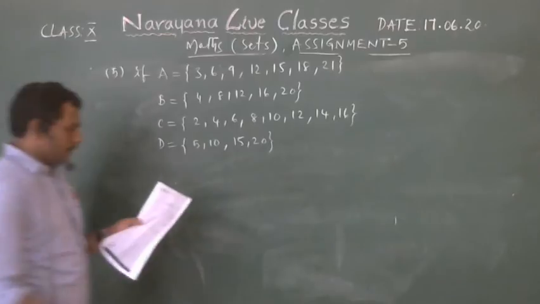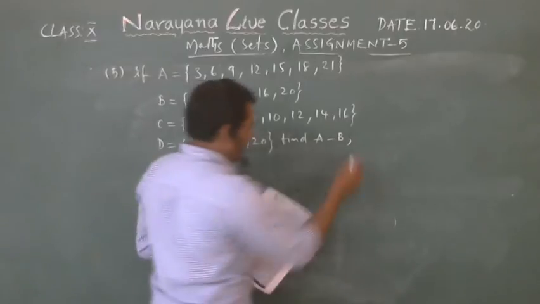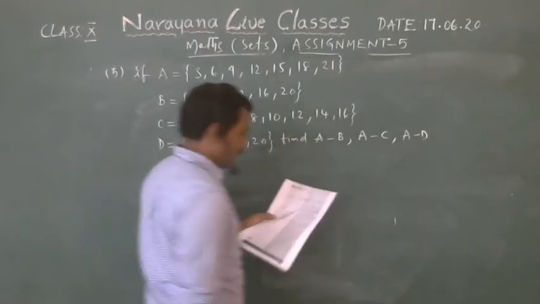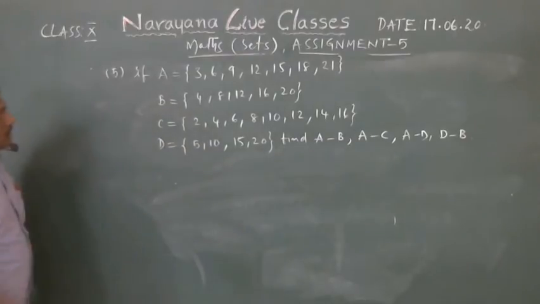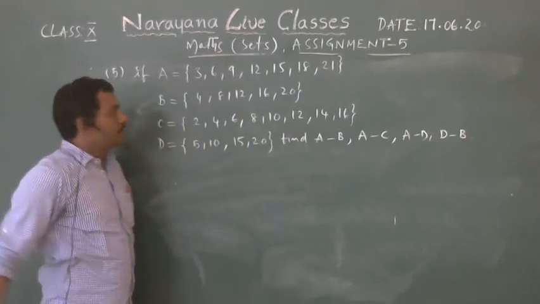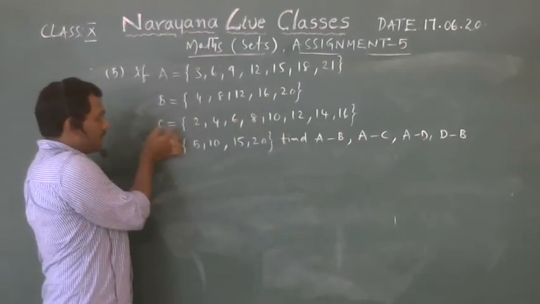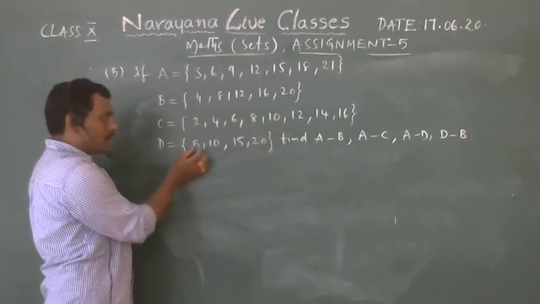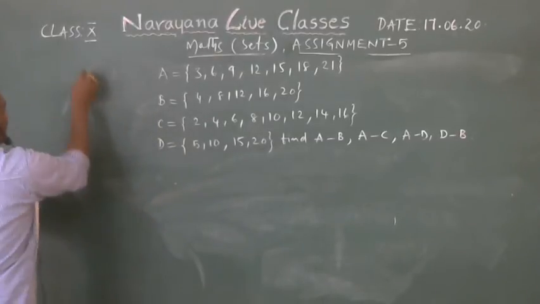So now we will find A minus B, A minus C, A minus D and D minus B. So A is equal to the set {3, 6, 9, 12, 15, 18, 21}. Set B is equal to the set {4, 8, 12, 16, 20}. Set C equal to {2, 4, 6, 8, 10, 12, 14, 16}. D equal to the set {5, 10, 15, 20}. So here given.